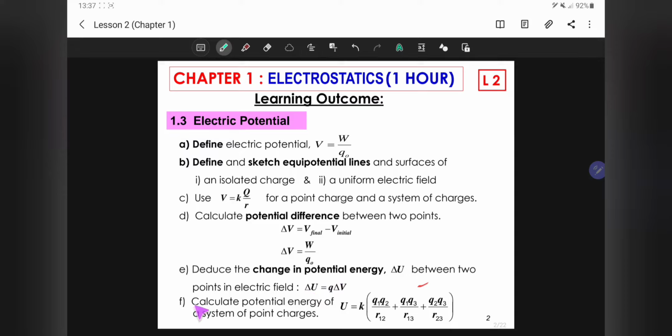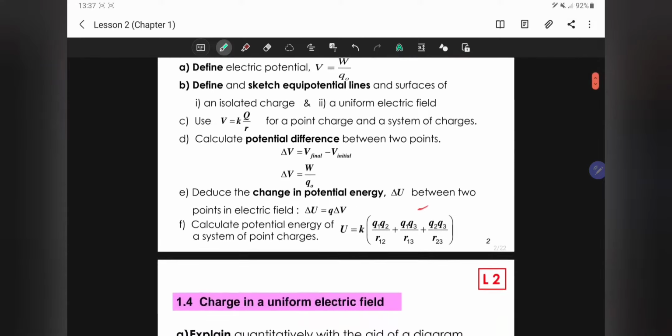And then the last one for subtopic 1.3, students should be able to calculate the potential energy of a system of point charges. Again, by having so many charges, how do we calculate the total potential energy? So we need to focus on this. That is the learning outcome for subtopic 1.3.